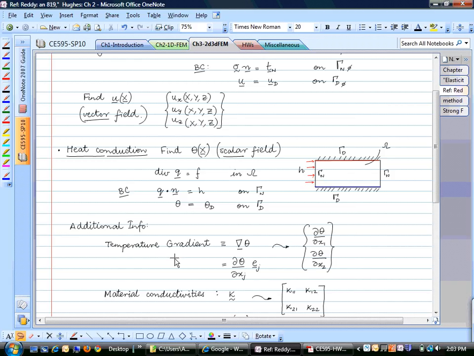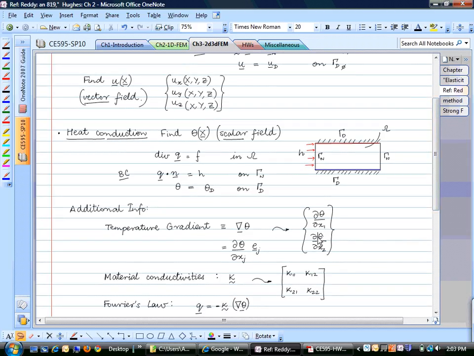Let me show you. Yeah, right here. The gradient of the temperature is, theta is the temperature at any point in the problem, and the gradient is just going to be a vector. Since theta is a scalar, its gradient is going to be a vector. And in our structural problem, what we had was this theta was the three displacements. So if you take the gradient of displacements, you would get a tensor. But in this case, if you take the gradient of a scalar, you get a vector.